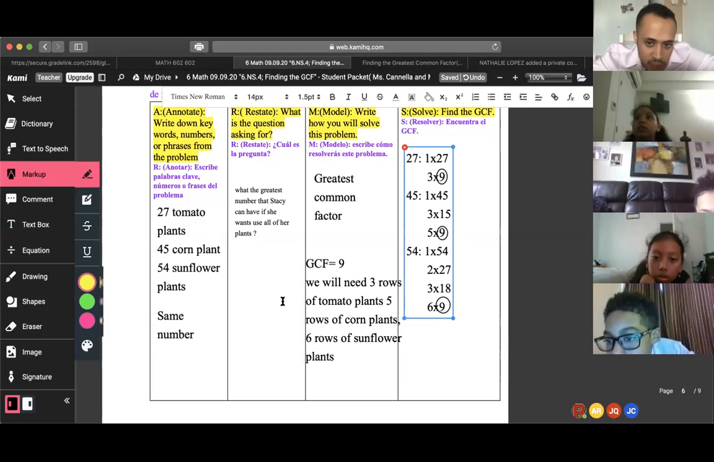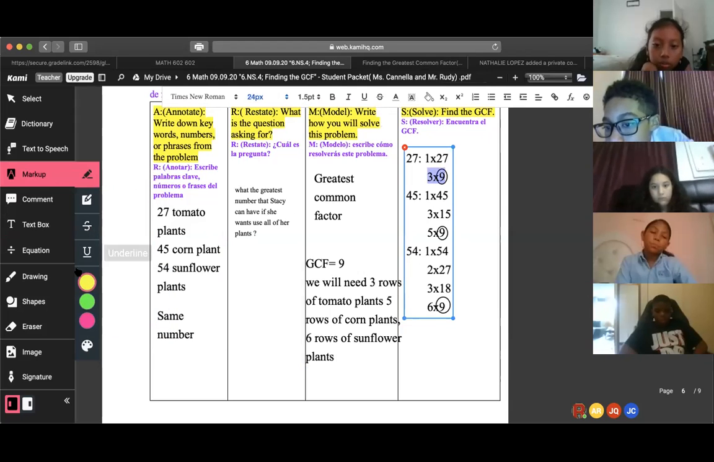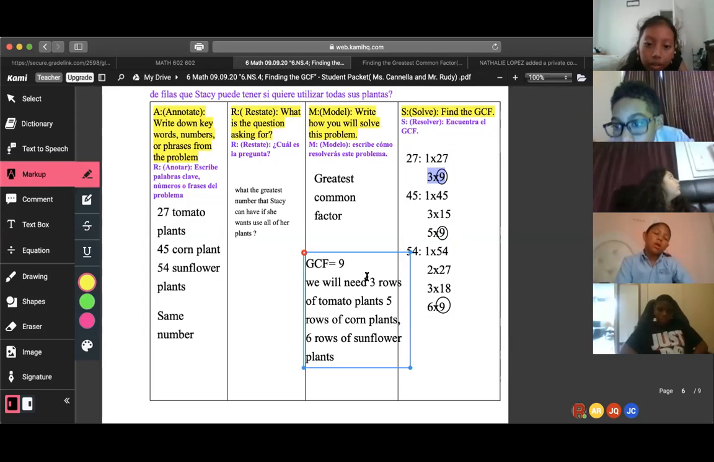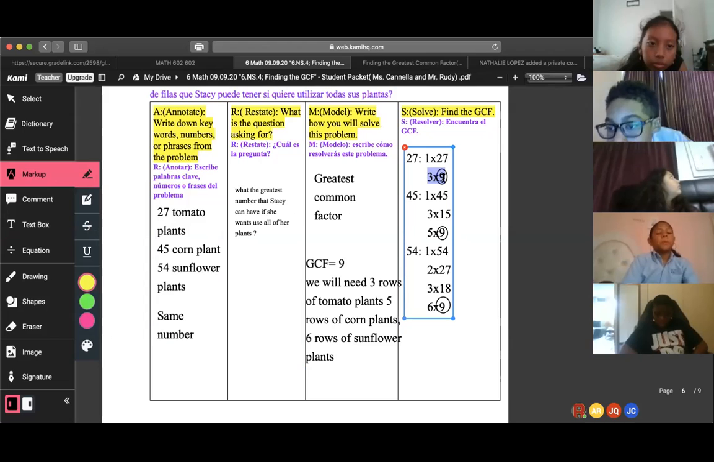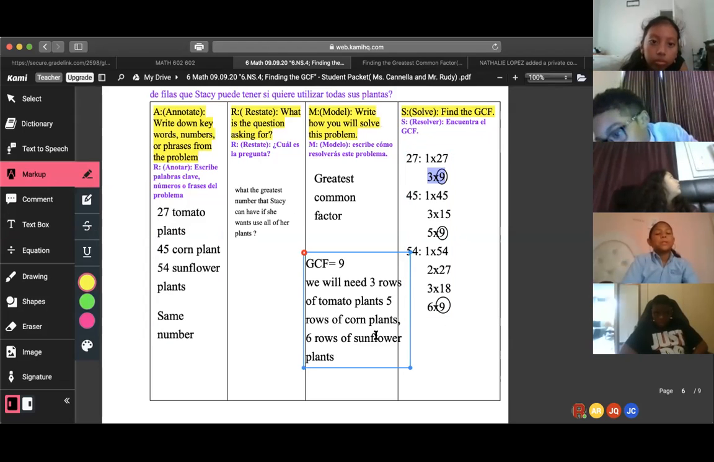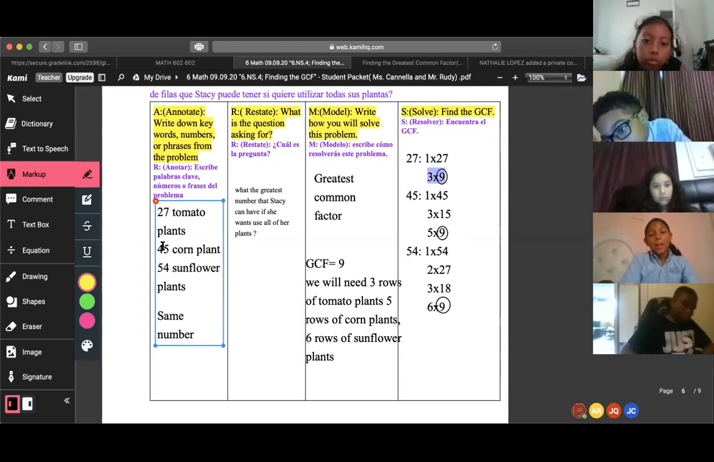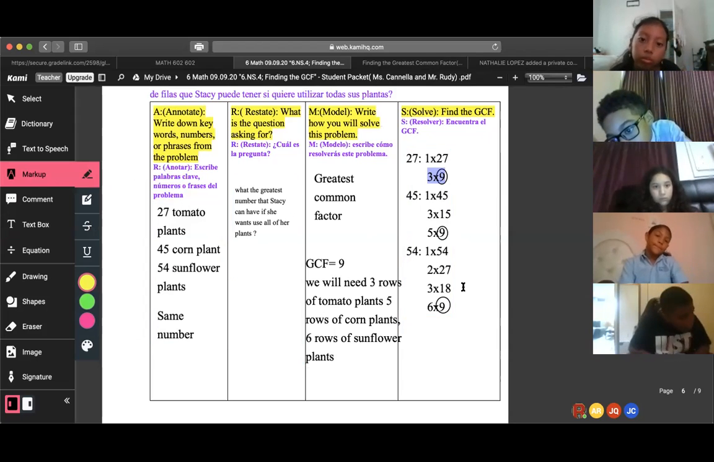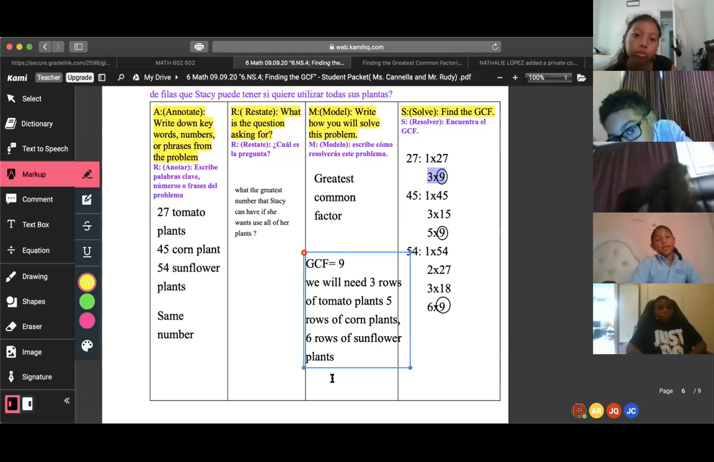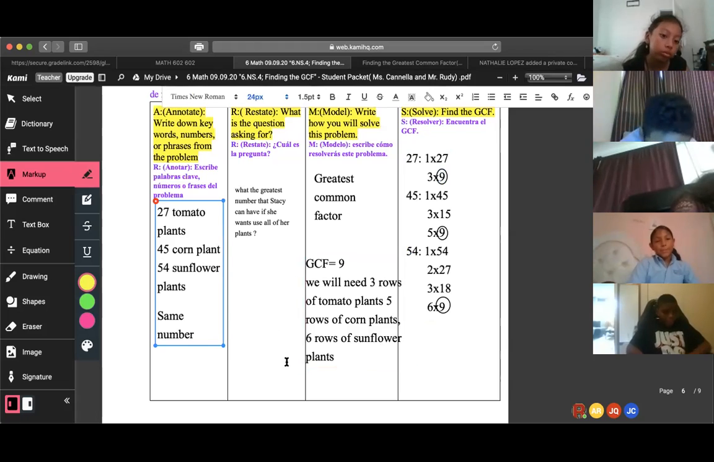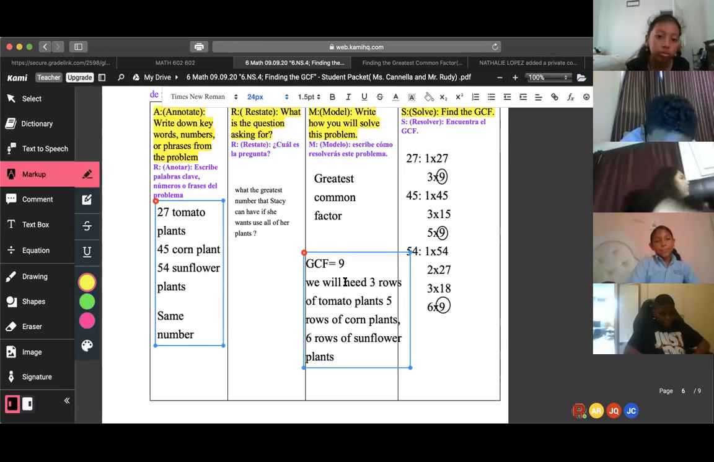Realize he's talking about this, guys, right here. Look, this part right here, I mark it up. 3 times 9, that's what we said. We said we need 3 rows of tomato plants. 3 times 9 equals 27, right? He also said 5 rows of corn plants. 5 times 9 equals 45 for 45 corn plants. And he also said 6 rows of sunflower plants. 6 times 9 equals 54. That's how we get this whole answer.